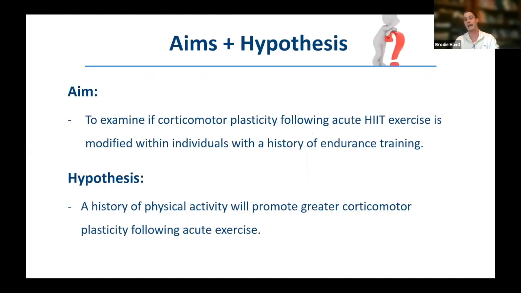So accordingly, the aim of this study was to investigate if cortico-motor plasticity following acute aerobic exercise was modified within individuals with a history of endurance training, and it was hypothesized that a history of physical activity would promote greater cortico-motor plasticity following acute exercise.